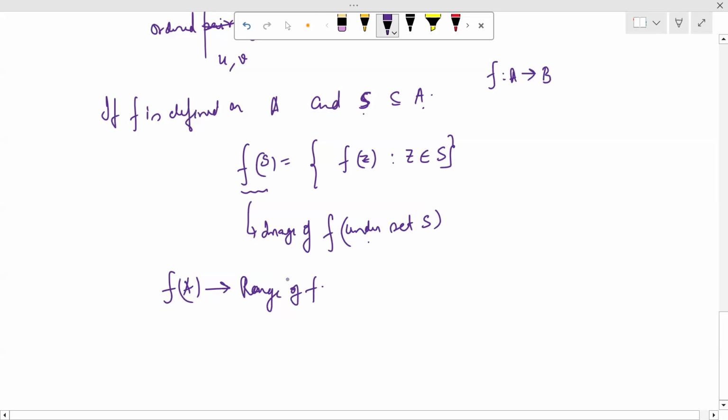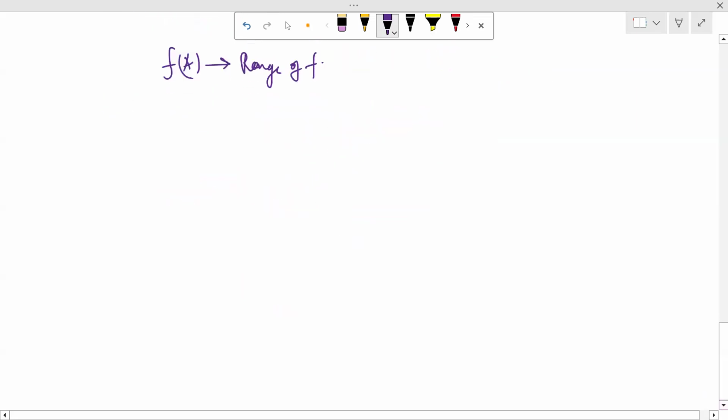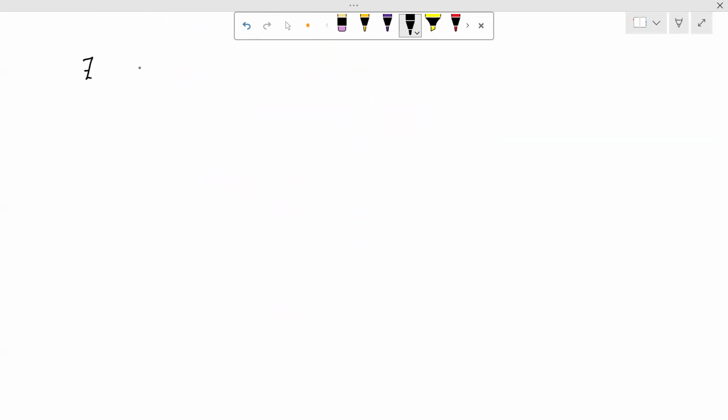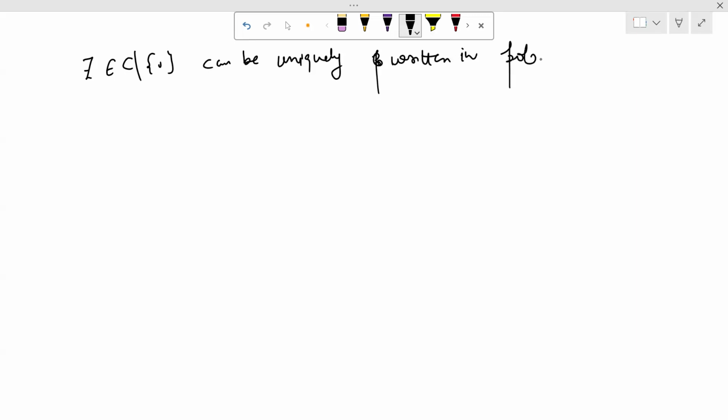Yes, sir. Okay. Now, there is a concept of multivaluedness and single valuedness in this entire thing. As we know that in complex analysis, every complex number except 0 can be uniquely written in the form of polar coordinates. You know that every complex number we can write uniquely in the form of polar coordinates.